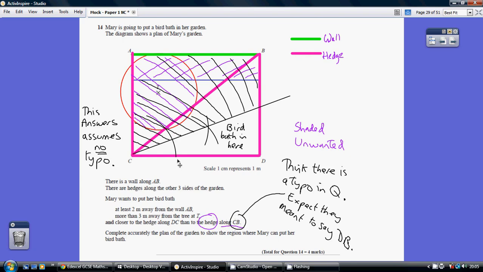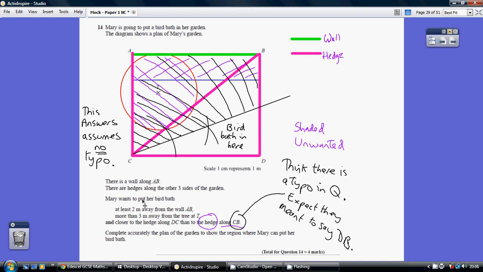So anyway, what doesn't change is that the bird bath must be at least 2 meters away from the wall AB. So 2 centimeters a meter. So you need to draw a line 2 centimeters away from AB, parallel to AB. So that was our first mark.